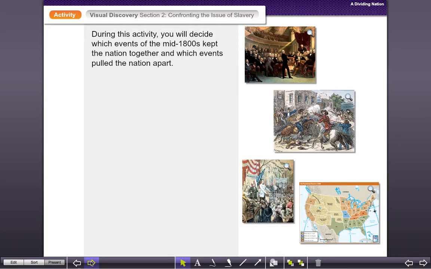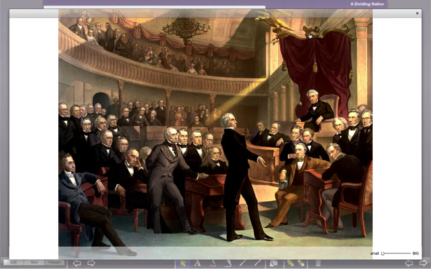In this activity, you're going to decide which events in the mid-1800s kept the nation together and which events pulled the nation apart. When we talk about visual discovery, we're talking about what we can learn from a picture. So we've got one picture here. Think about what we've got. It looks like an important meeting is happening, possibly a debate of some sort, somebody giving a speech, a lot of people watching. Take a look at some of those details, see what you think.